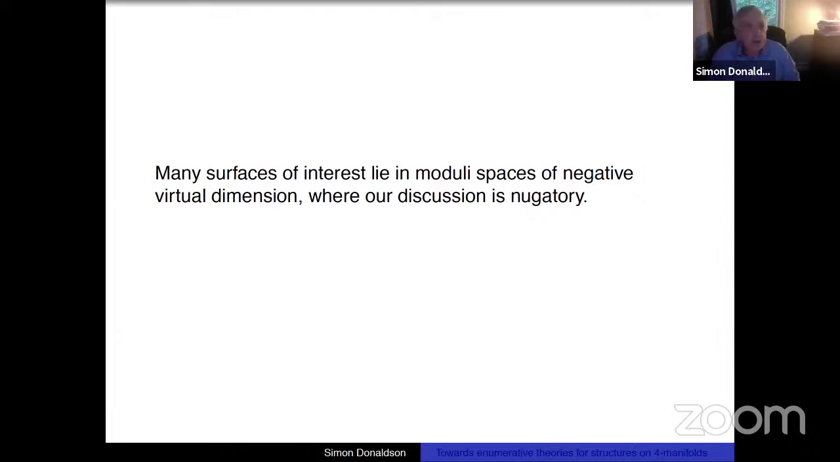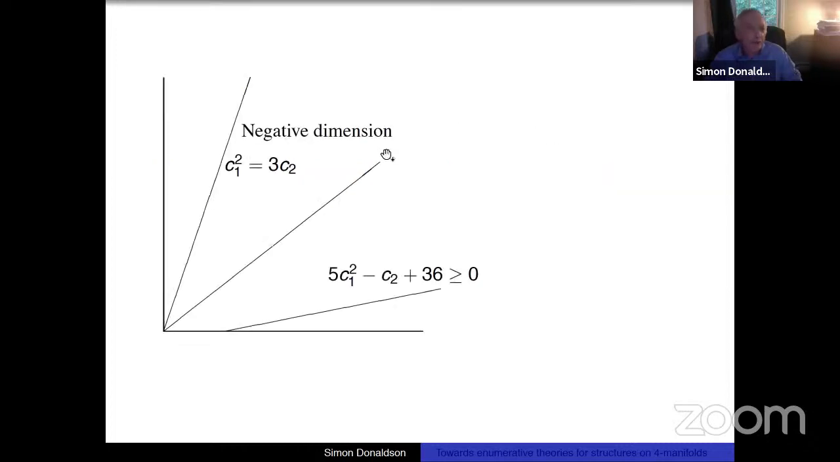So another strange feature is that so many surfaces of interest lie in moduli spaces of negative dimension. So where our whole discussion collapses. If we go back to this picture, remember the formula for the virtual dimension would give a region like this, where the virtual dimension is positive. All of these surfaces up here live in negative dimensional moduli spaces.